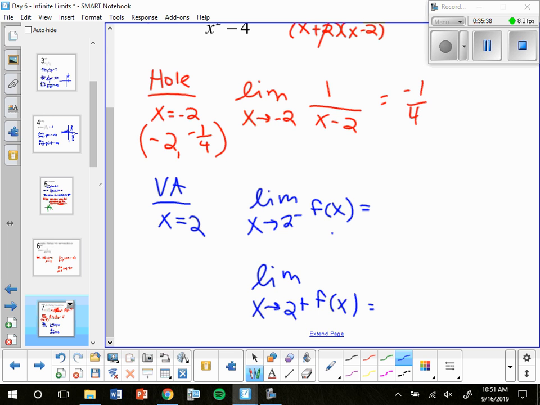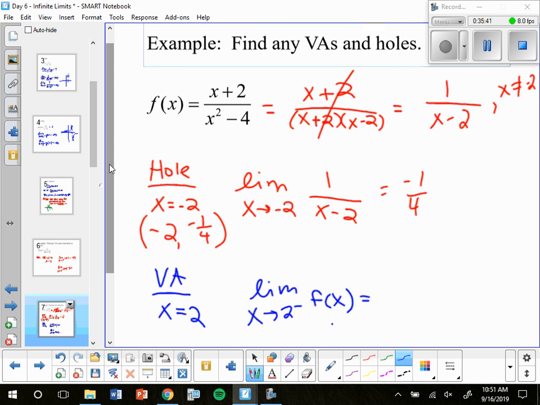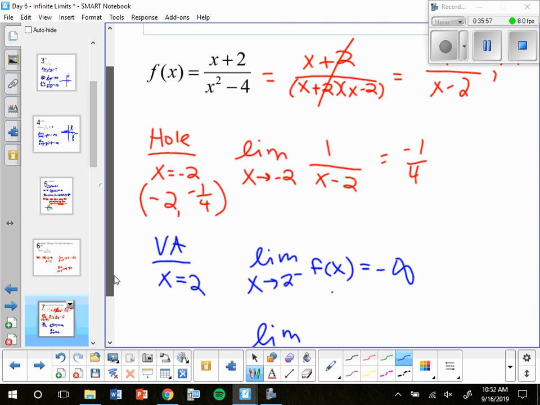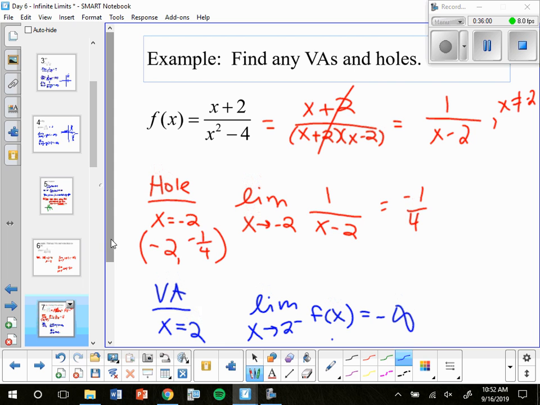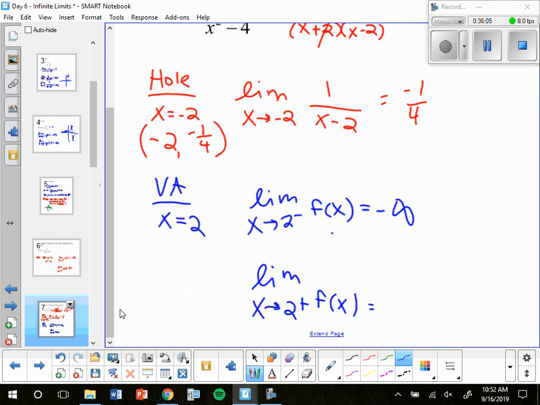So 2 from the left. Should we substitute into this or into that? That. That 1 over x minus 2 is going to be easier to substitute into and think about. So 2 from the left, I'm going to substitute in 1.99. Positive or negative on the bottom? Negative. Negative 1 over negative is negative infinity. 2 from the right, I'm going to substitute in 2.1 minus 2. Positive or negative? Positive, so I'm going to positive infinity. And so now I can describe all of my discontinuities. I've got a hole at the point -2, -1/4, and I have a vertical asymptote at x equals 2.